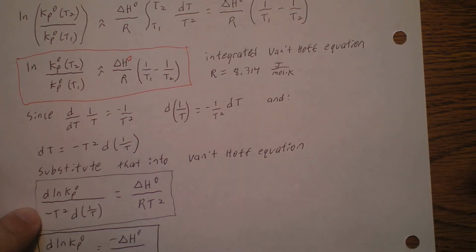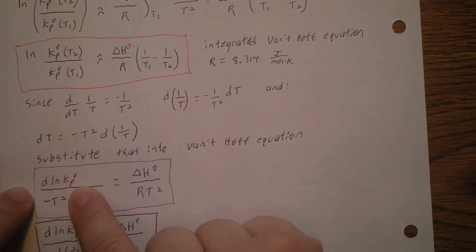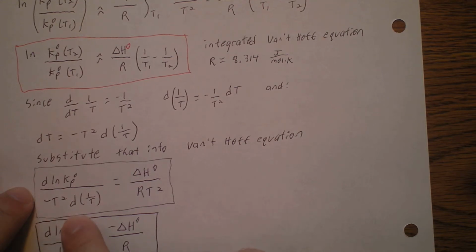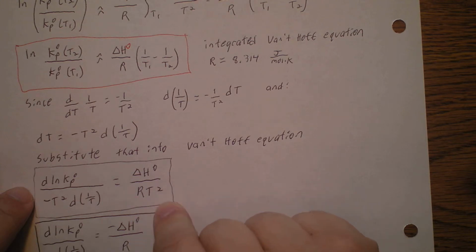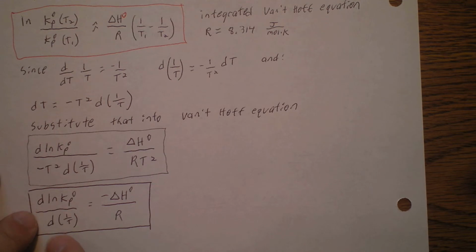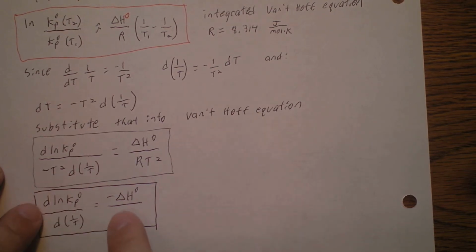Let's see, the differential form of the equation. That's going to give us the derivative of the natural log of Kp naught over minus T squared times the differential of 1 over T, and that's equal to delta H naught over RT squared. Or to put another way, the derivative of the natural log of Kp naught with respect to 1 over T is equal to, see how these T squareds cancel out, so we get minus delta H over R.